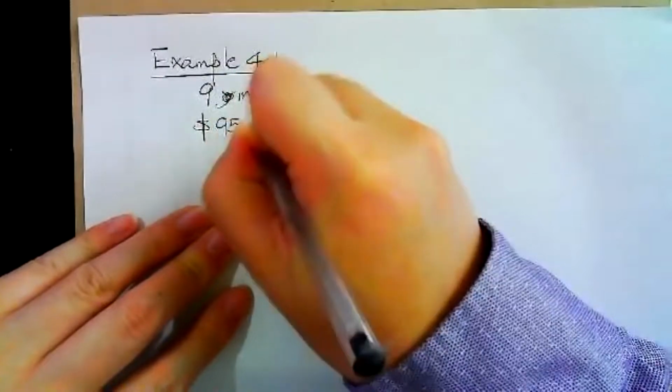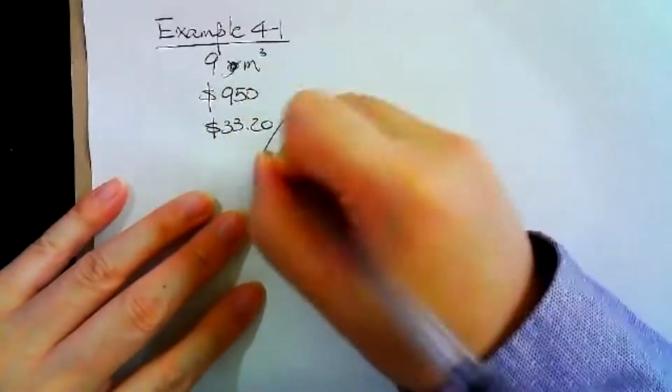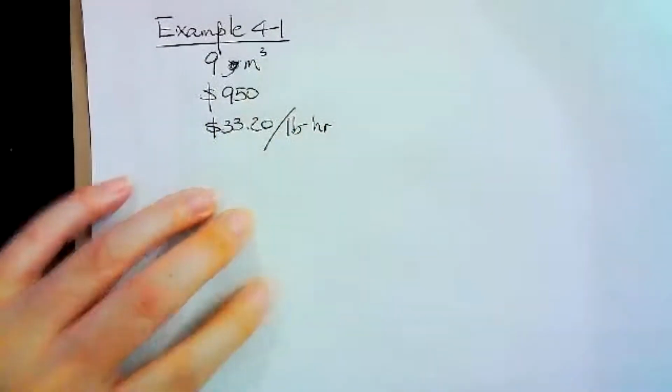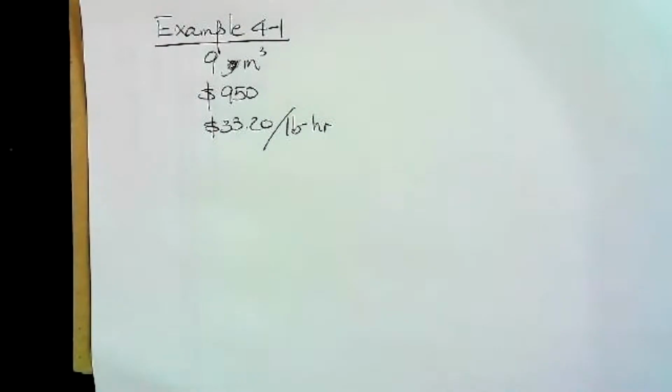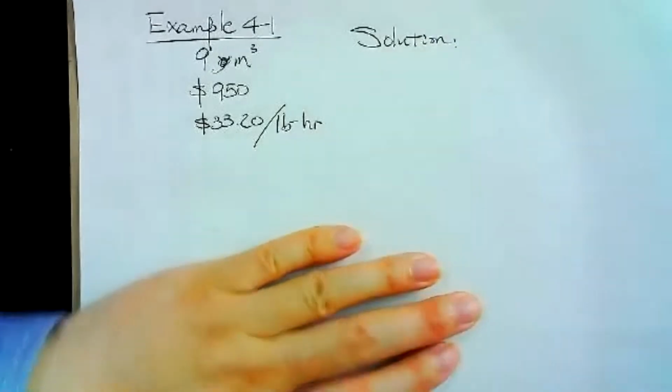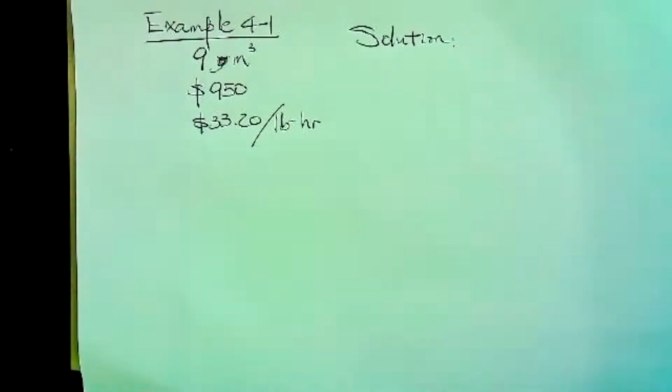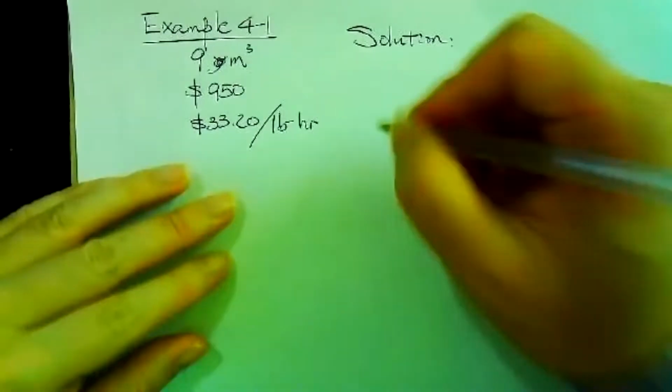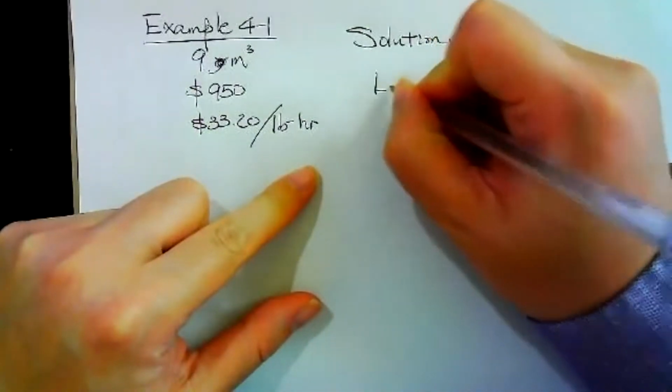The given information is I have now 9 cubic meters of work, and I paid $950, and I know the cost per labor hour is $33.2 per labor per hour. This is the given information. I want to calculate productivity. So the solution will be: first I want to calculate how many labor hours I have spent.